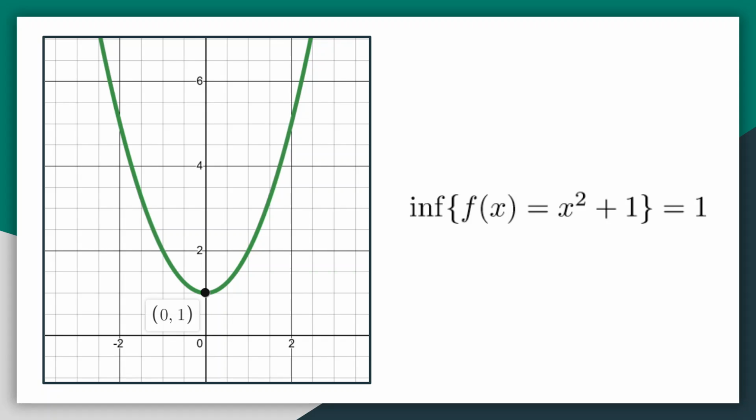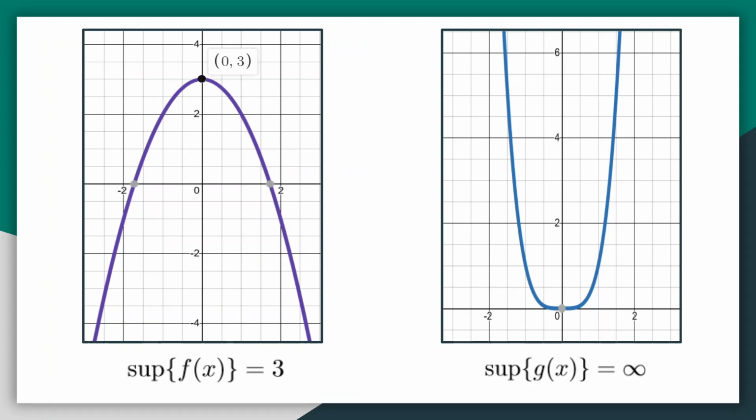We generally call the infimum the greatest lower bound, but we can also think of it as the absolute minimum, or the smallest number possible of a function. As an example, take this function here. The infimum, or absolute minimum, is 1, because with any number you plug in, the smallest number you get in return is 1. In addition, we have the supremum, or the least upper bound.